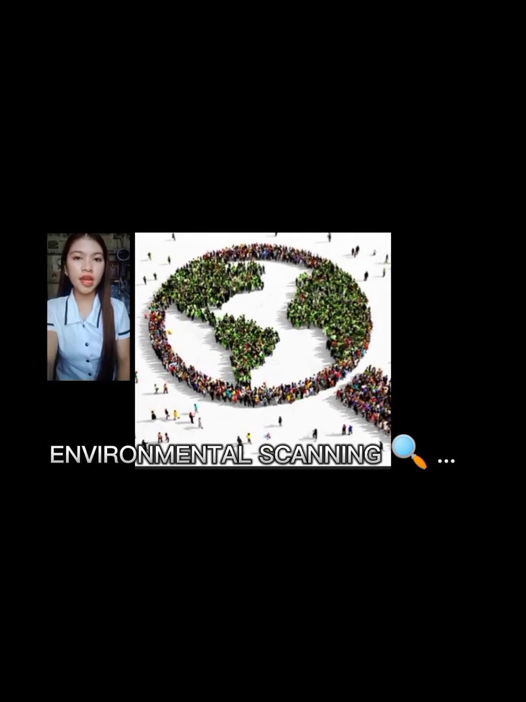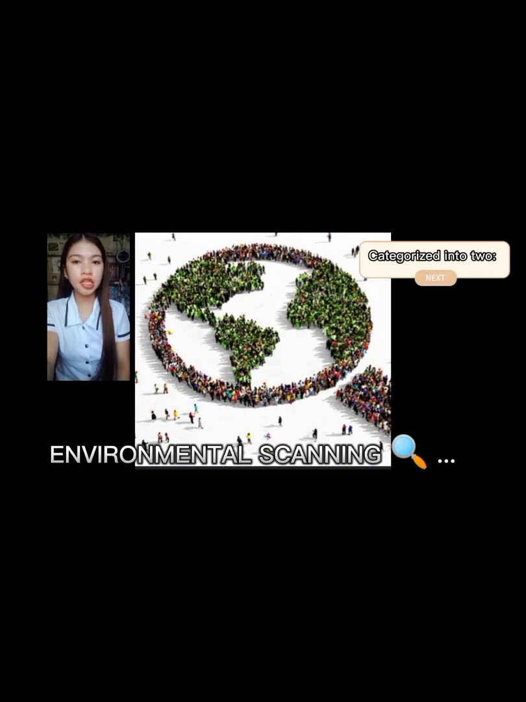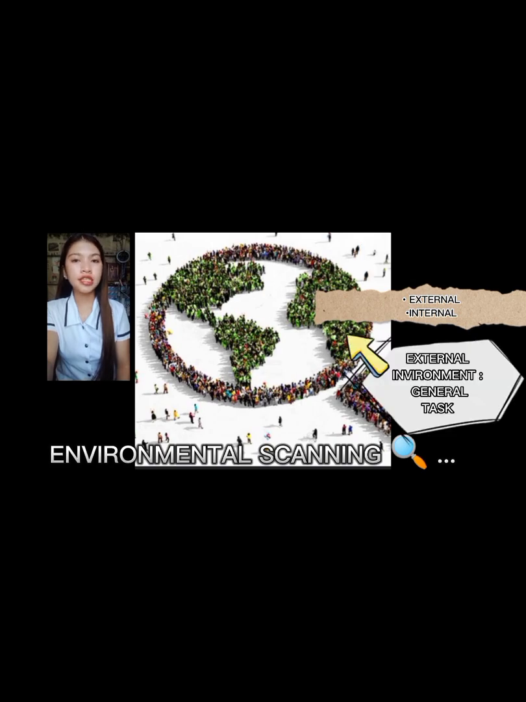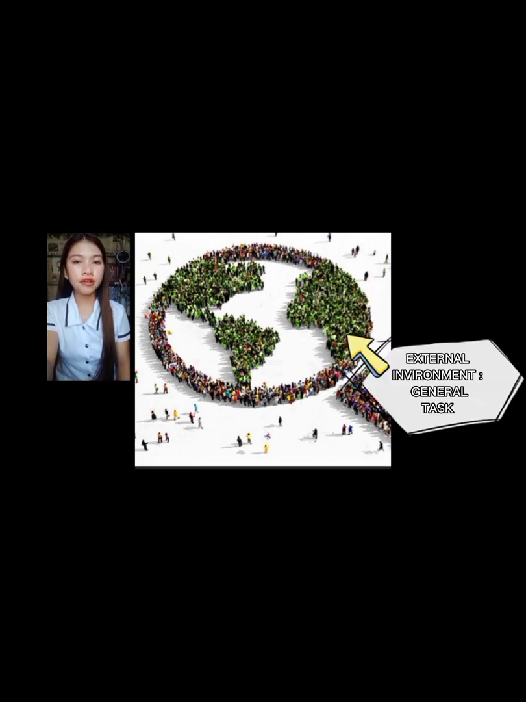Also, it is the monitoring, evaluating, and disseminating of information from the external and internal environments to key people within the corporation. In its most general sense, the environment is everything external to the organization's boundaries. It is categorized into two, the external and internal environment. The external environment includes the general and task environment.